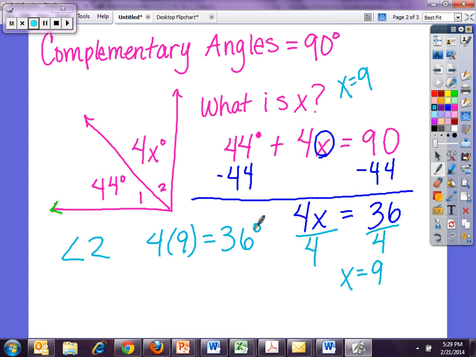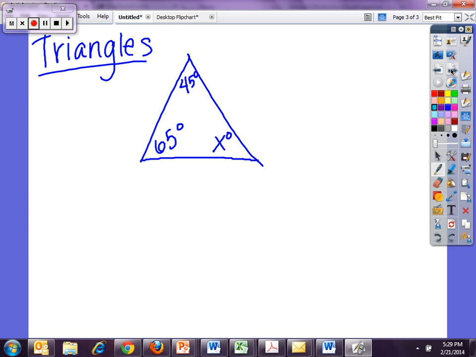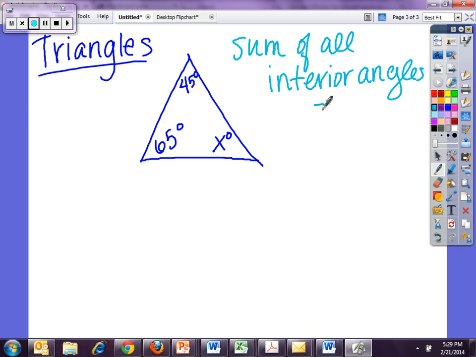Now, one additional thing that we're going to talk about is triangles, finding a missing angle in triangles. Well, we know that the sum of all interior angles equals 180 degrees. So if I laid them all out, if I cut here and if I cut right here and folded it out, it would form a straight line. So that means that if I add up angle 1, angle 2, and angle 3, it must equal 180 degrees. Always. Triangles always equal 180 degrees.